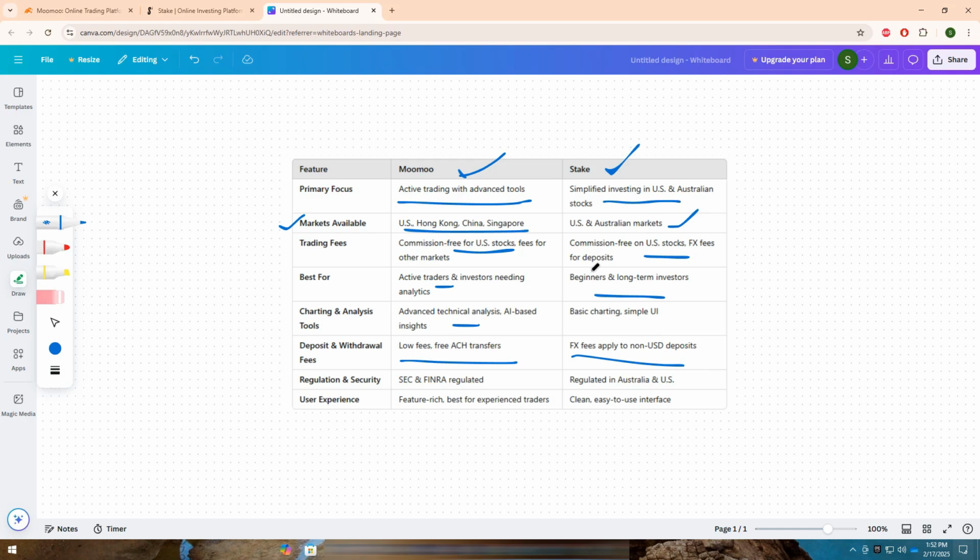In summary, if you are an active trader who needs advanced trading tools, Moomoo is the better choice. But if you prefer a simple, commission-free platform for US and Australian stocks, Stake is the way to go.